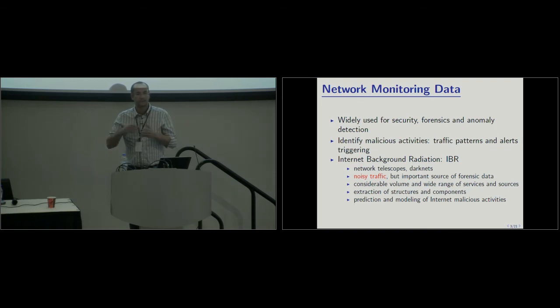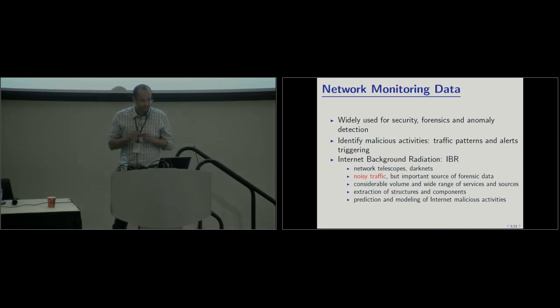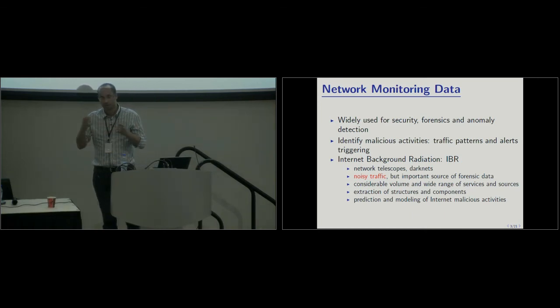So like an IDS or an IPS, this is the basic schema for this kind of system that processes this network monitoring data to trigger alerts. In this work, we are focusing on another type of monitoring data, which is the Internet Background Radiation, IBR. It is data collected by what we call network telescopes and darknets. This traffic is usually noisy, but an important source for forensics, I mean, to extract information useful for security.